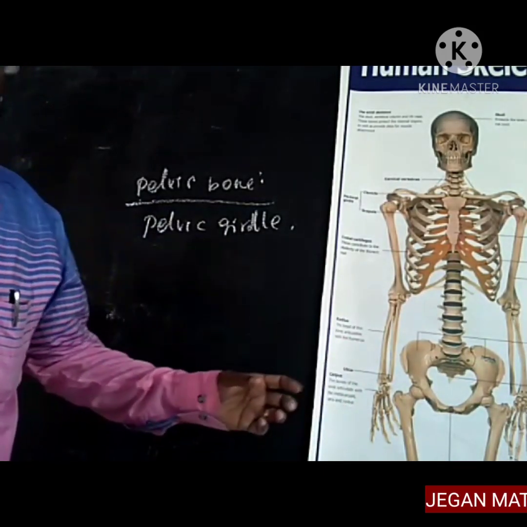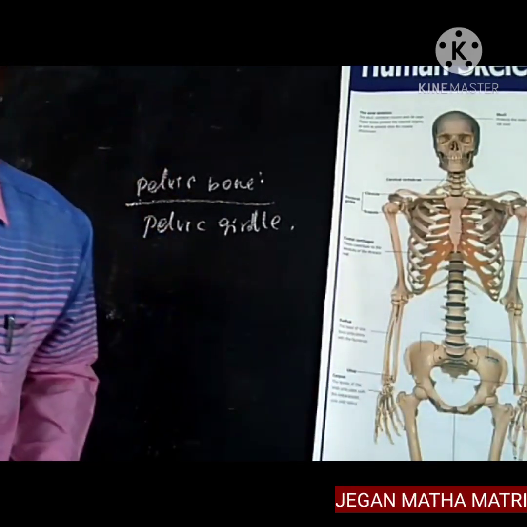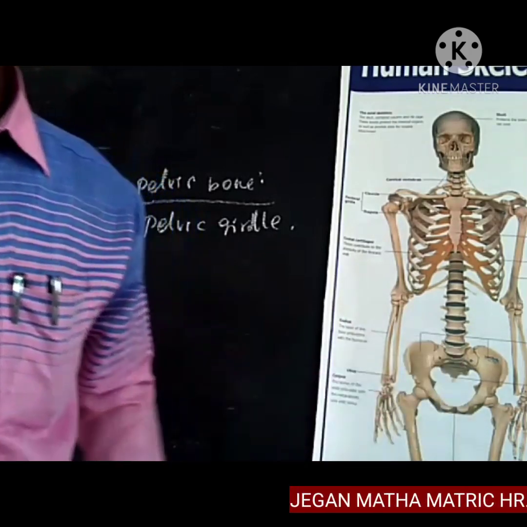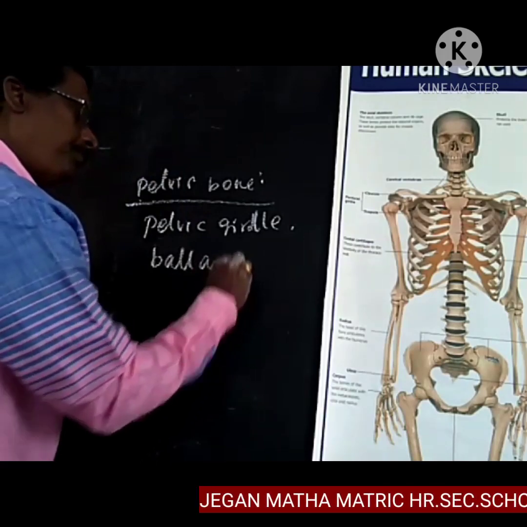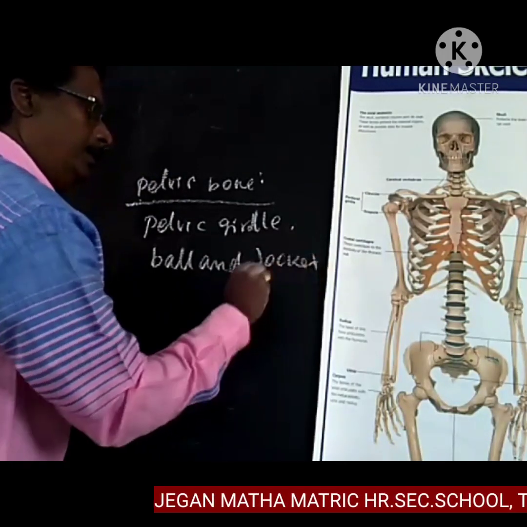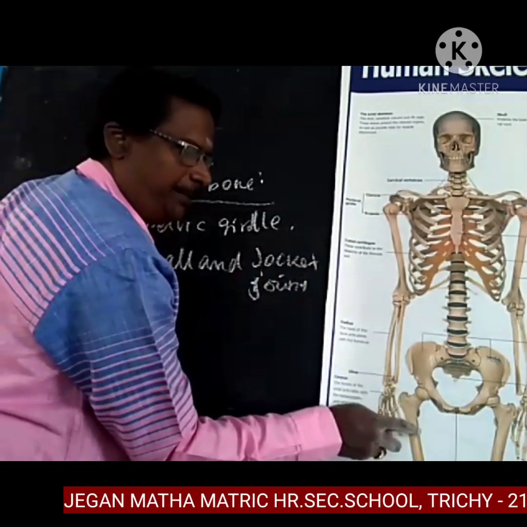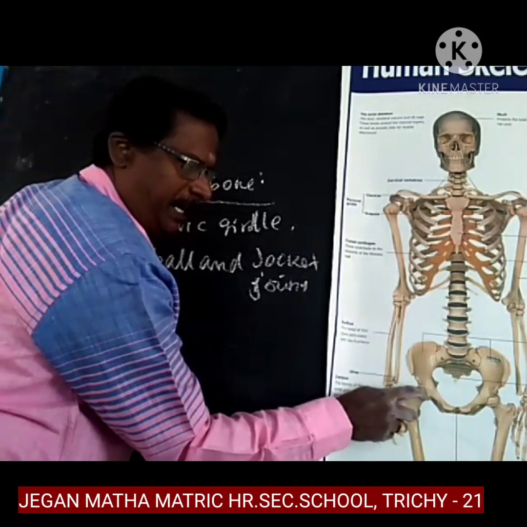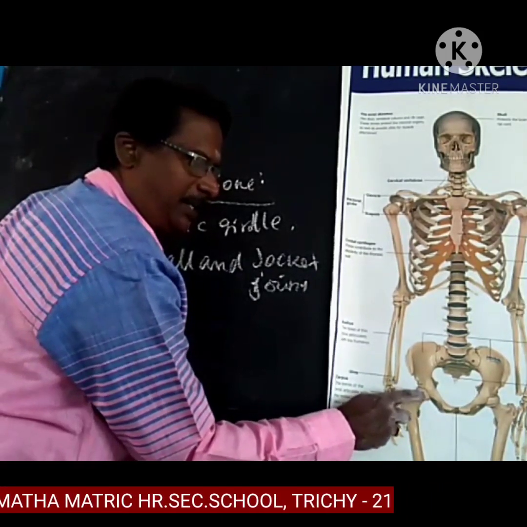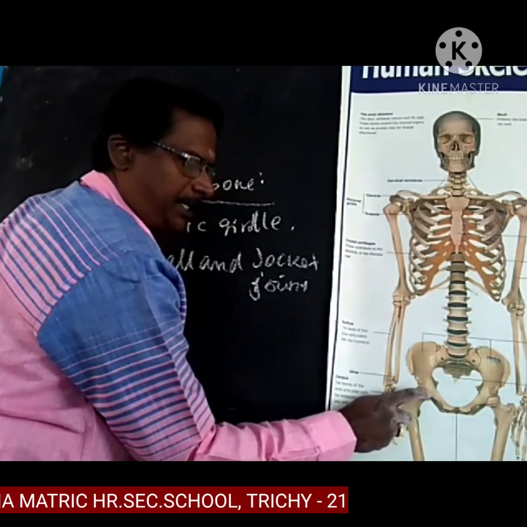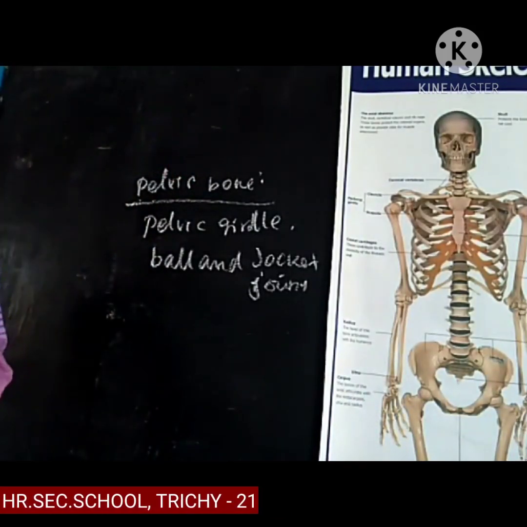The thigh bones are attached on either side. The end of the thigh bone has a ball-like structure and joins with a socket in the pelvic girdle. The ball and socket joints are present in this region.